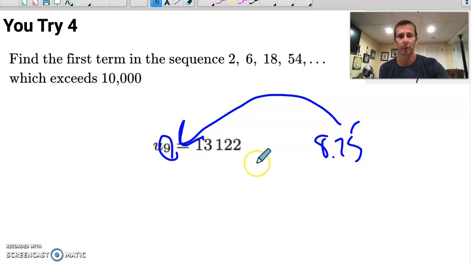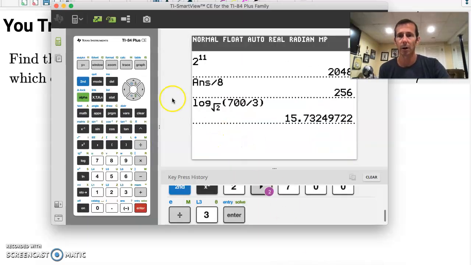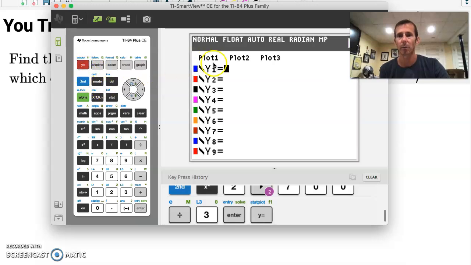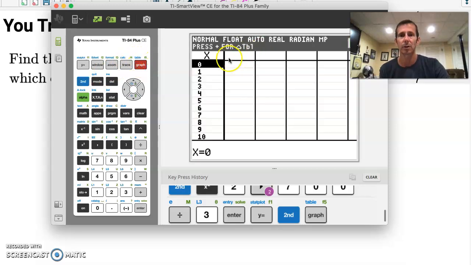But again, don't forget you could graph. I wanted to show you where the table was. If you put something in your y1 over here, you can go to second table and you can see where the values are in the table. I'm running out of time.